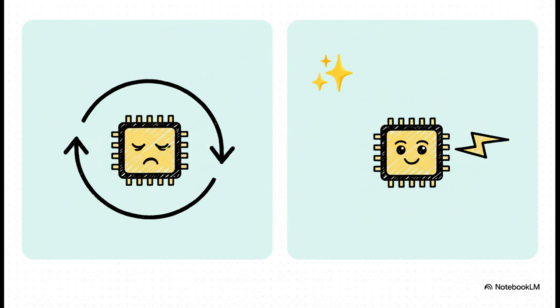Yeah, this constant checking is so wasteful. It ties the CPU down in this useless loop, asking, are we there yet? Are we there yet? There has to be a better way, right? An event-driven method that lets the CPU focus until something actually needs its attention.